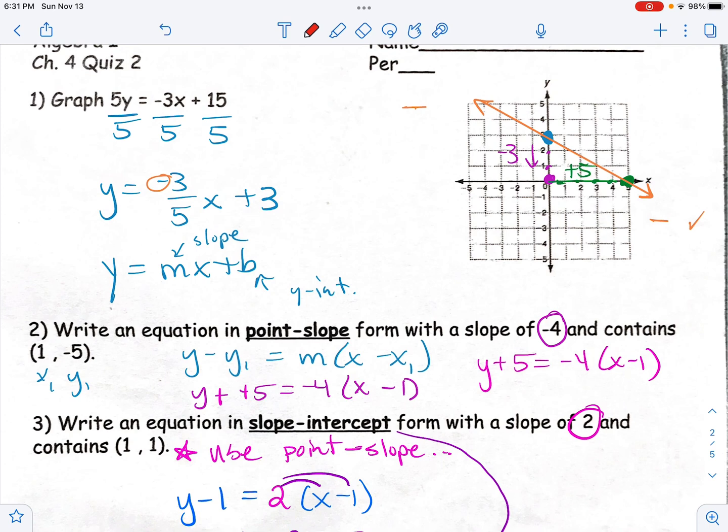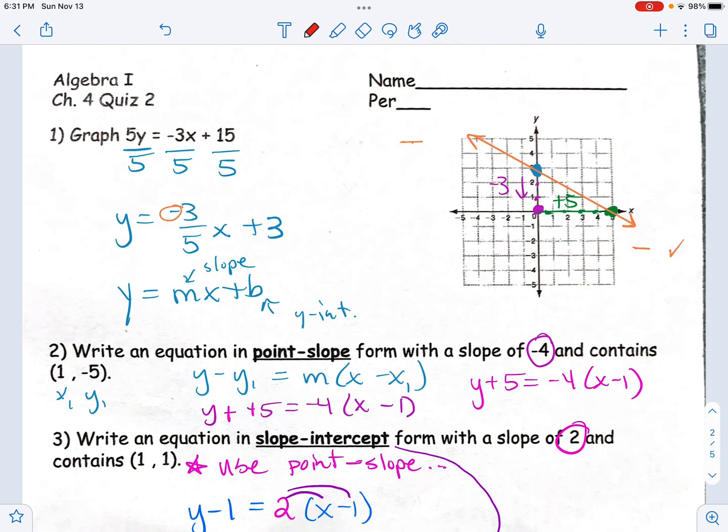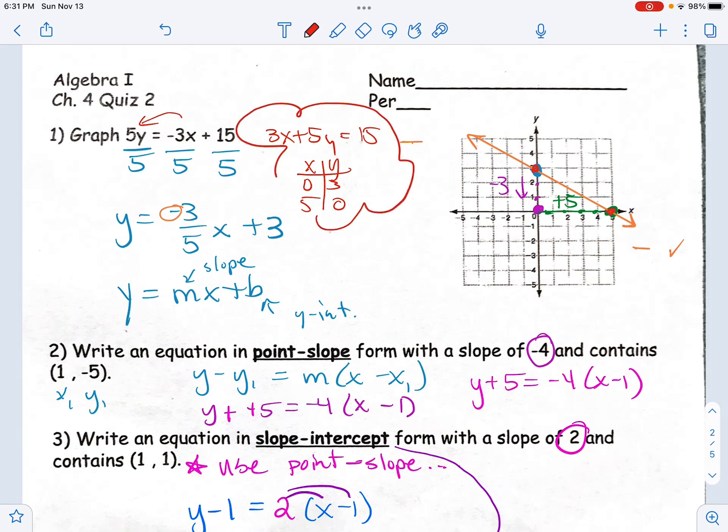All right, quiz number 2. Number 1, we had to graph, and I could have chosen to graph using my x and y intercepts. If I were to do it that way, I would have had to move this value over there. So I would have 3x plus 5y equals 15, and I would use my x and y intercepts, and I would have gotten that the y-intercept is 3 and the x-intercept is 5. And you can see by graphing on here, my y-intercept is indeed 3 and my x-intercept is indeed 5, and I would have graphed it that way, right? This is using intercepts.